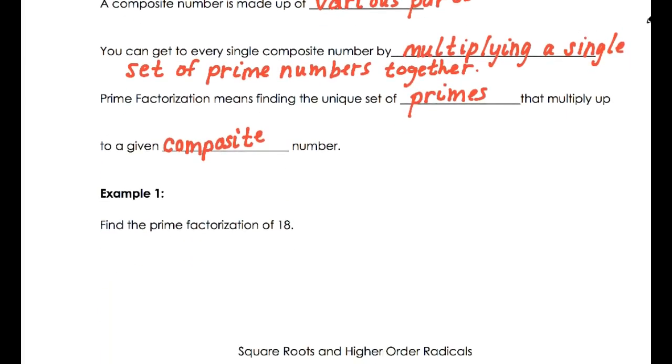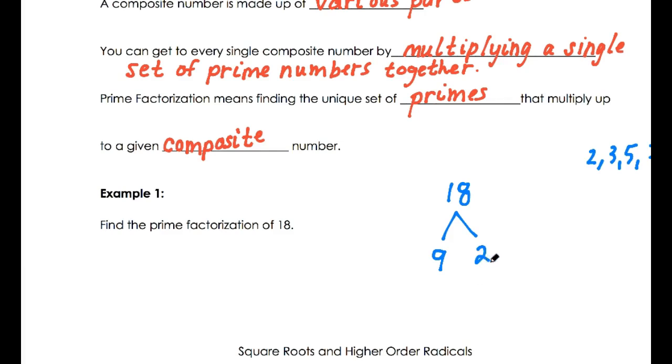So example 1, again review, is to find the prime factorization of 18. What that means is 18 is composite, there's more than 1 and itself that go into it. So how can I break it down into a product of primes? Prime numbers are like 2, 3, 5, 7. Let's take two numbers that multiply to be 18. I'm going to pick 9 and 2. You could also have done 6 and 3.